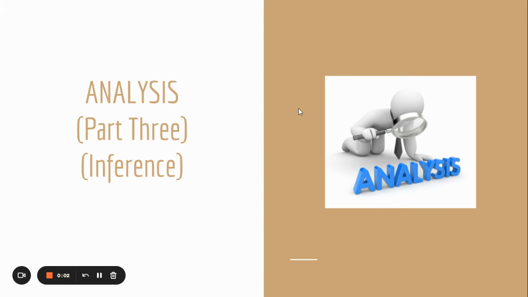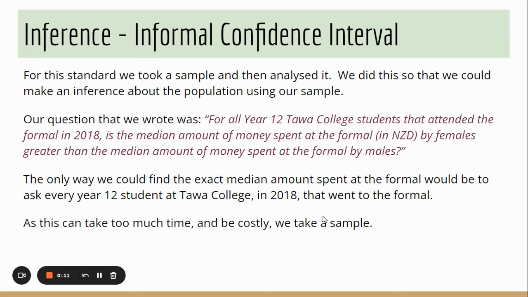Looking at the third part of the analysis that is needed for this inference standard in 2.9. So we need to have something that tells us whether or not we can make a call. Last year we used OVS and DBM and other few things, but this year we're only interested in the medians. So our question said, for all the students that attended the formal, is the median amount greater for the females than for the males? So we're interested in whether the medians are.